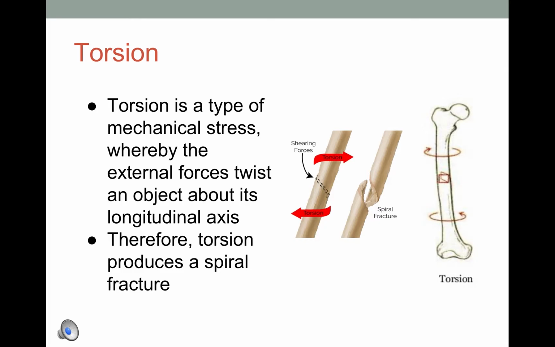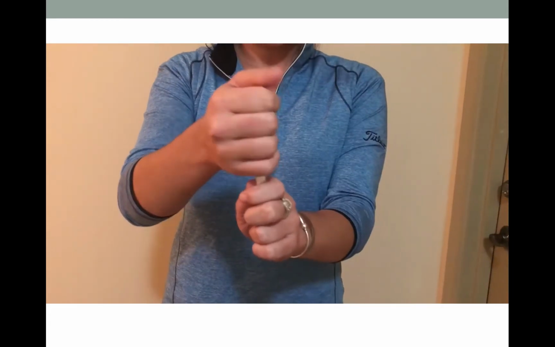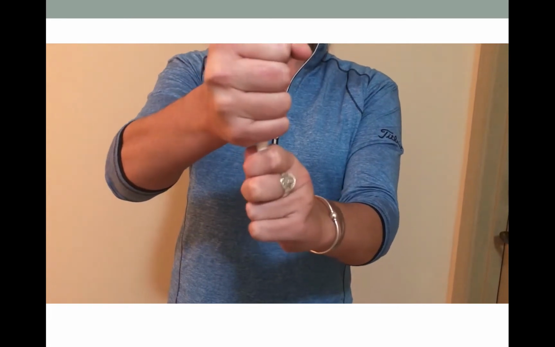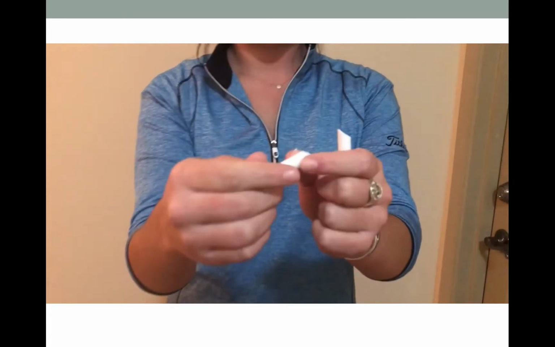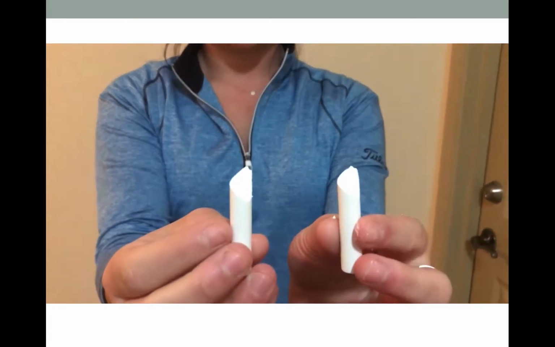Torsion is a type of mechanical stress whereby the external forces twist an object about its longitudinal axis. Therefore, torsion is the external loading that produces a spiral fracture as seen in the image to the right. I will now apply a torsional load to the chalk, and you can see that there is a spiral fracture produced.